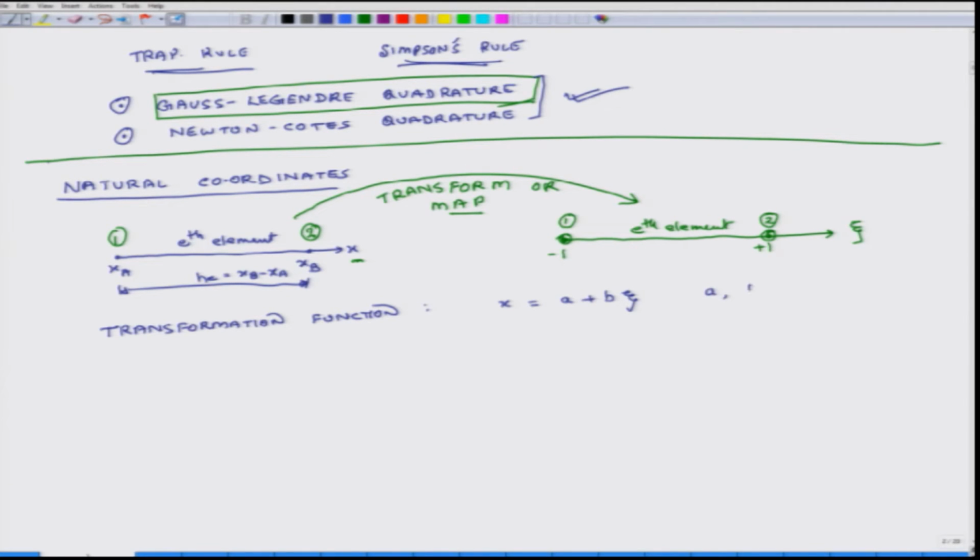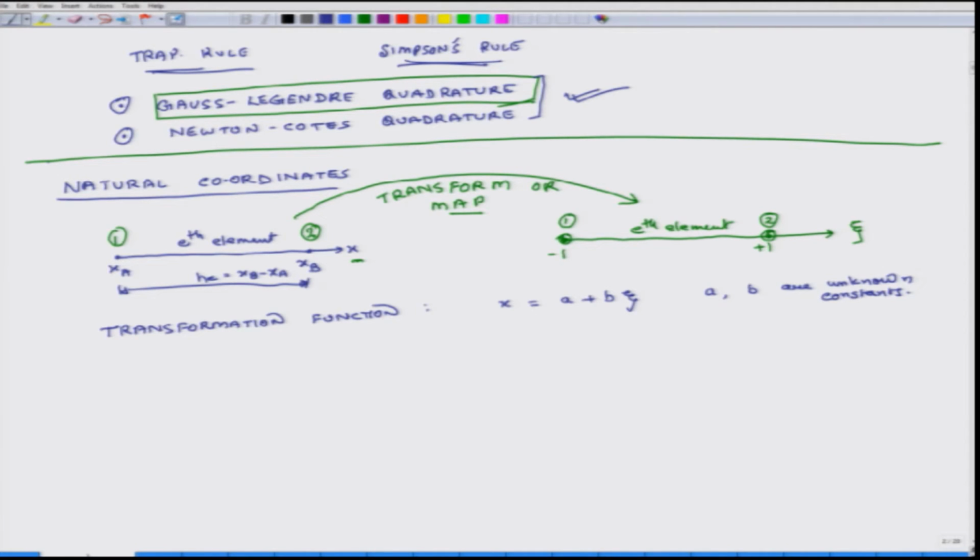Where a and b are unknown constants. They are unknown constants. So, our aim is to figure out what is the value of a and b.